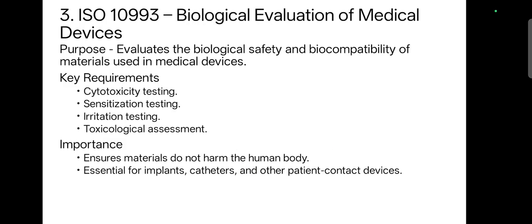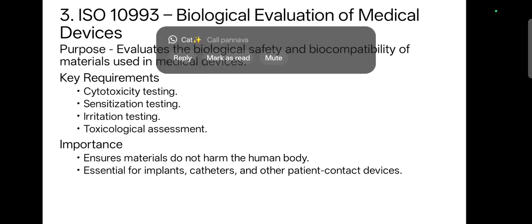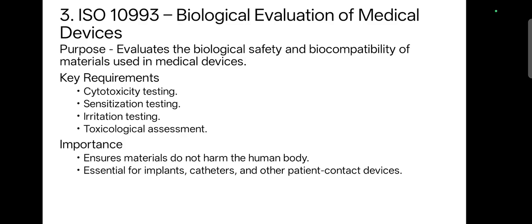ISO 10993. It is for biological evaluation of medical devices. ISO 10993 focuses on the biological safety of materials used in medical devices that come into contact with the human body. The standard provides guidelines for evaluating whether a material can cause harmful effects such as toxicity, irritation, inflammation, or allergic reactions. Various laboratory tests are conducted to assess the biocompatibility of the materials.